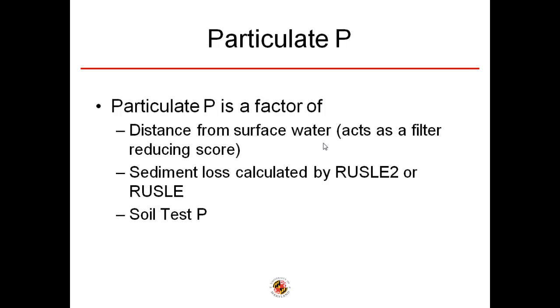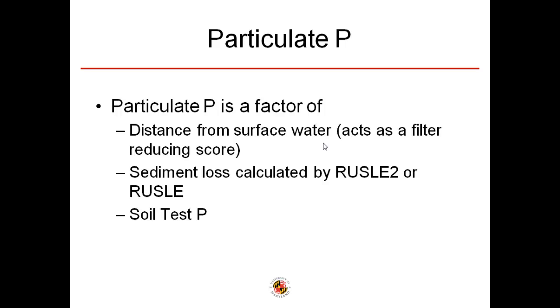Distance from surface water, because this is kind of a filter for reducing that score. Sediment loss is calculated using RUSLE2 or RUSLE, and then soil test P. So basically your management is wrapped up into RUSLE. If everyone's familiar with RUSLE, you have your management in there, you have your site factors like slope and soil type all in there, so that's all wrapped up in the RUSLE score. And basically we're saying RUSLE sediment loss times soil test P.